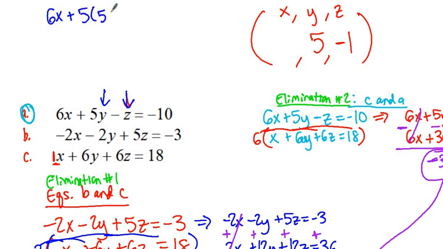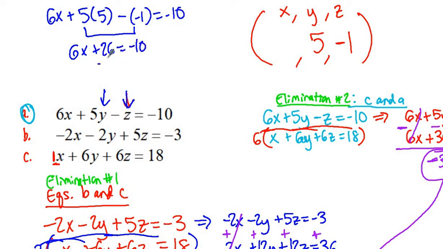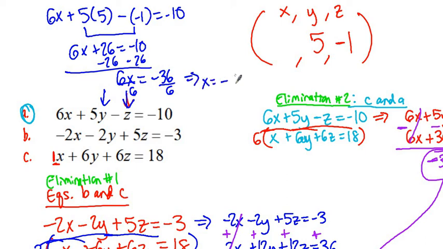So 5 times y becomes 5 times 5, and minus z becomes minus negative 1. Okay, so then this stuff simplifies. 5 times 5 is 25, minus negative 1 is like plus 1. So 25 plus 1 would be 26, and that's equal to negative 10. Now we'll subtract 26 from both sides, and we will get 6x equals negative 36. That means when we divide both sides by 6, we get x equals negative 6. So that goes right here.